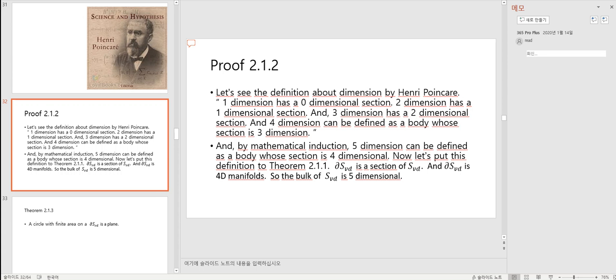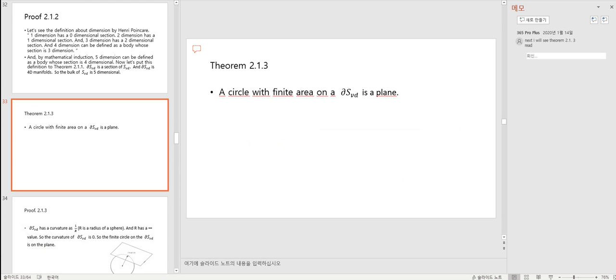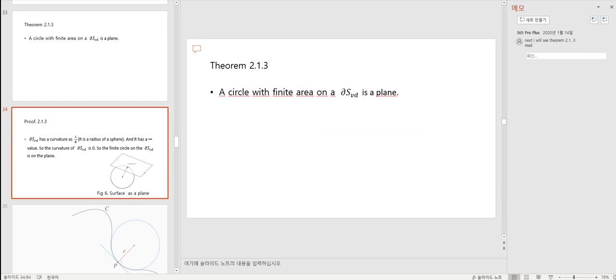Now let's apply this definition to theorem 2.1.1. dsVD is a section of SVD, and dsVD is a 4D manifold. So the bulk of SVD is five-dimensional. Next, I will see theorem 2.1.3. A circle with finite area on a dsVD is a plane.